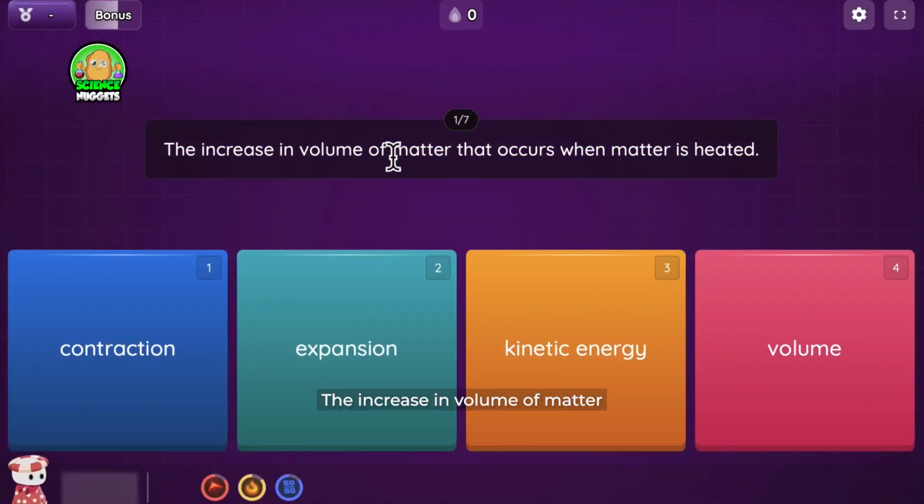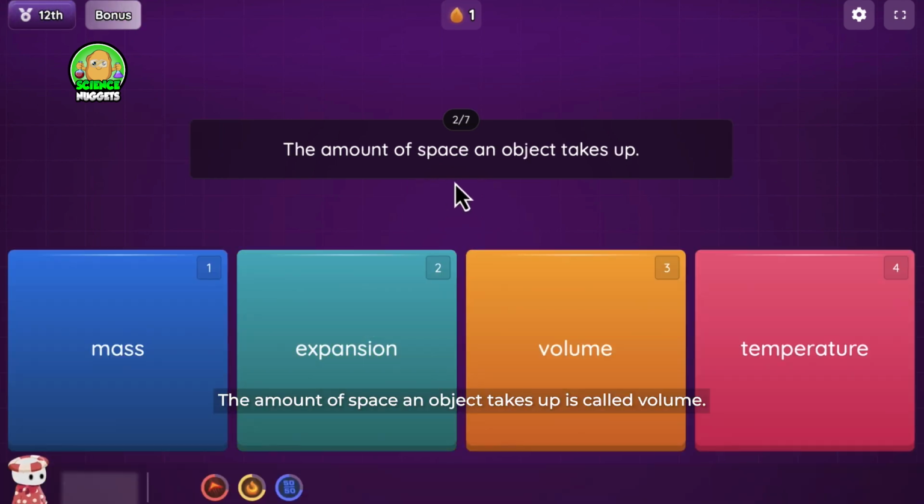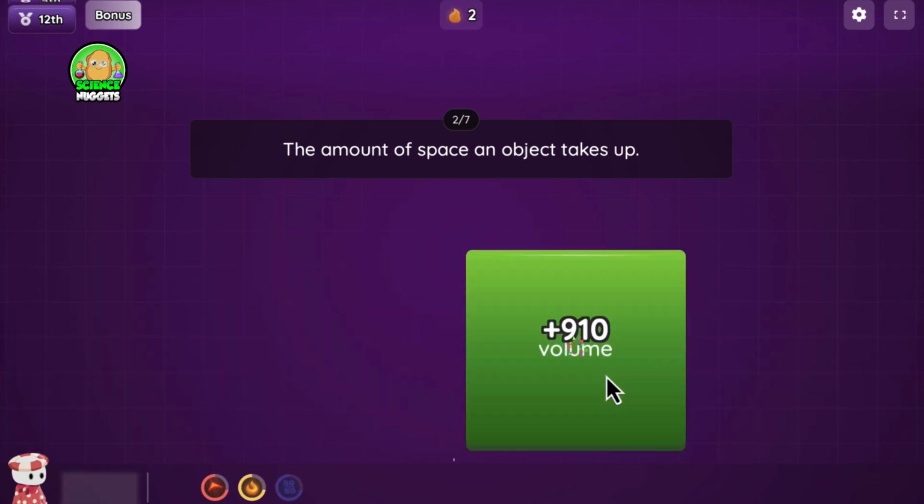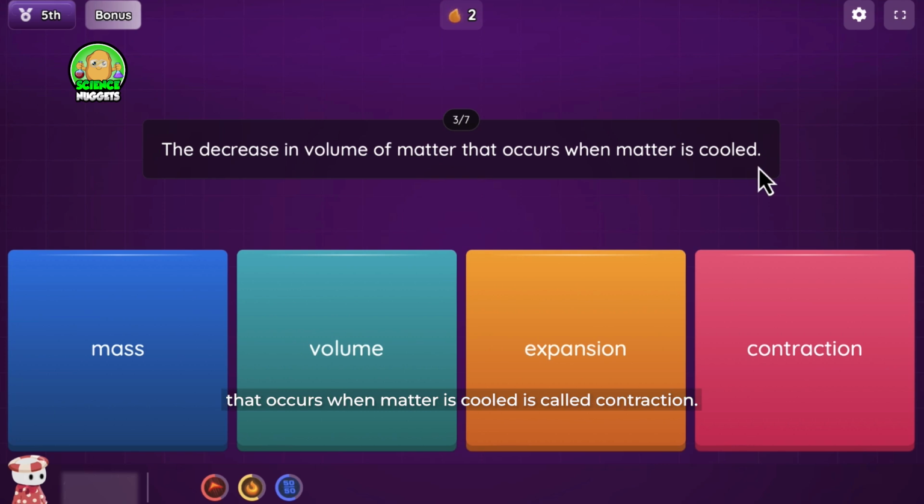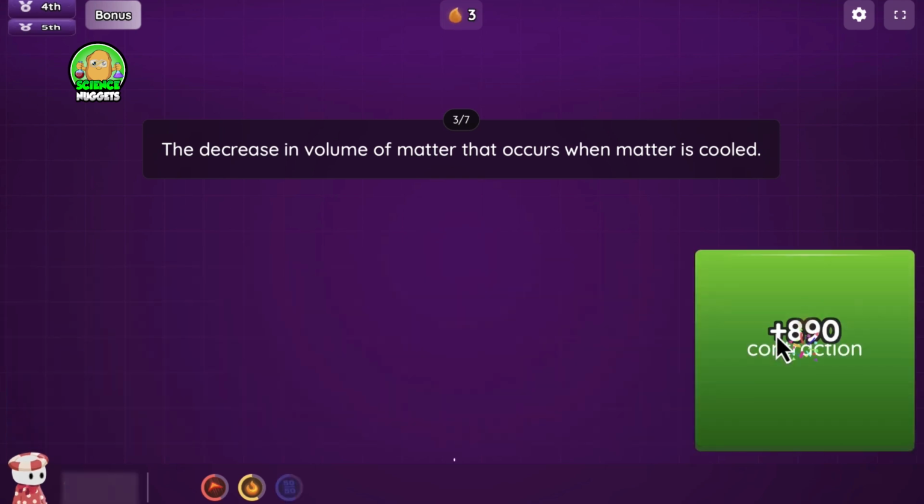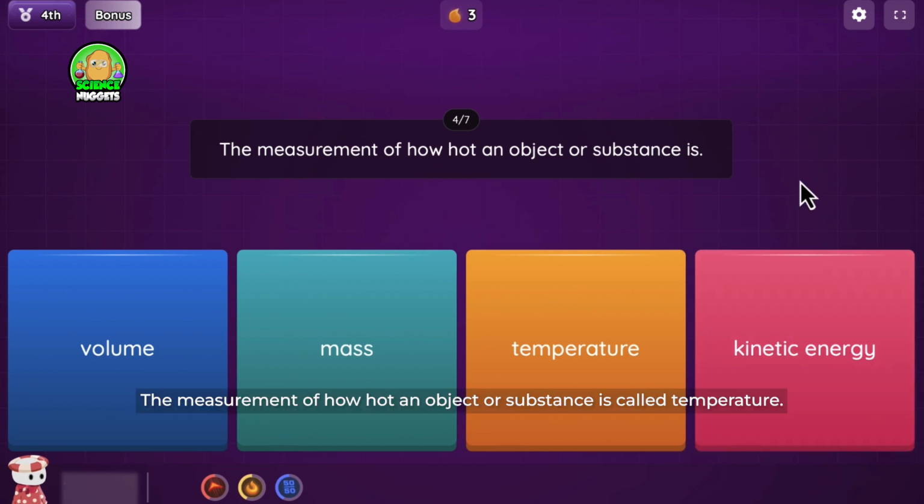The increase in volume of matter that occurs when matter is heated is called expansion. The amount of space an object takes up is called volume. The decrease in volume of matter that occurs when matter is cooled is called contraction. The measurement of how hot an object or substance is called temperature.